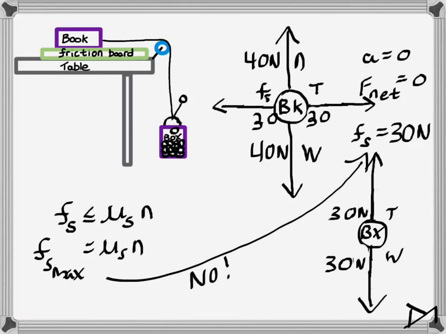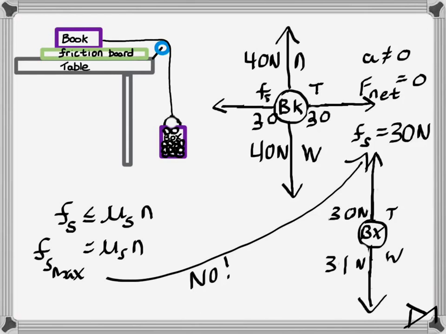So what happens is, I've got more rocks in the box now, the weight of the box is 30 newtons, the tension is 30 newtons, the force of friction of board on book is now 30 newtons. And I notice when I do this, just adding one more rock, the acceleration is no longer 0. The book starts to slide.